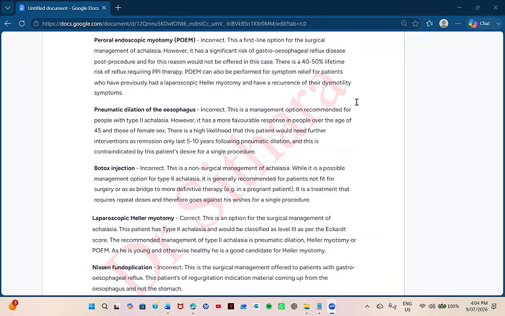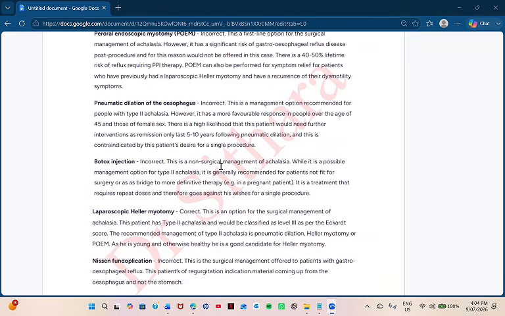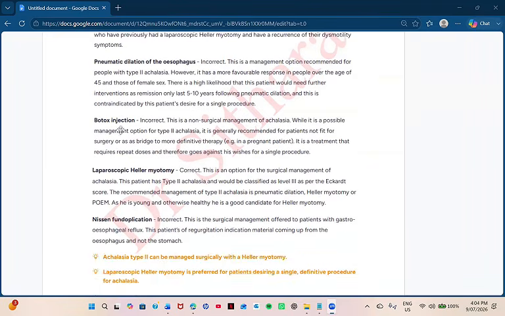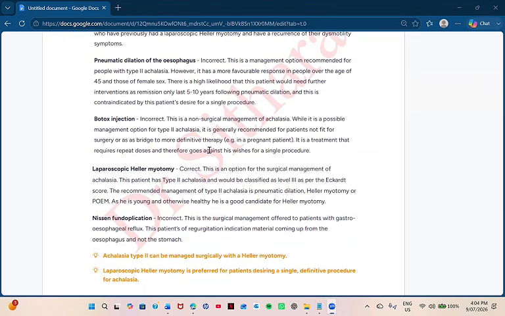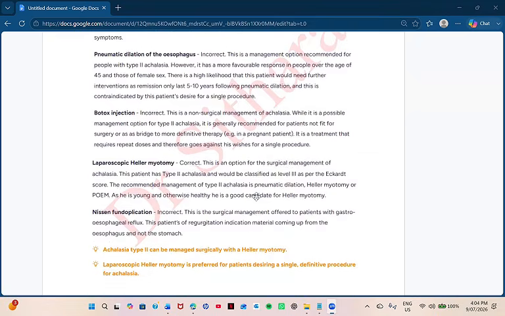This is a management option recommended for people with type 2 achalasia. However, it has a more favorable response in people over the age of 45 and those of female sex. There is a high likelihood that this patient would need further interventions, as remission is only 5 to 10 years. Then Botox injection is a non-surgical management for achalasia. While it is a possible management option for type 2, it is generally recommended for patients not fit for surgery or as a bridge to more definitive therapy.